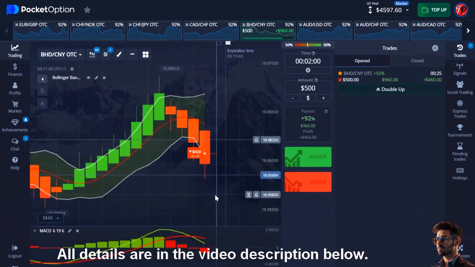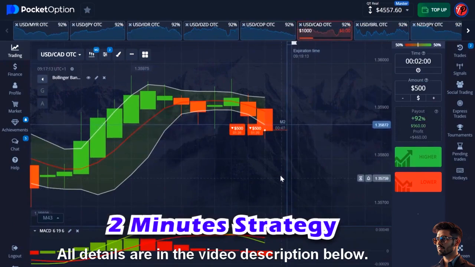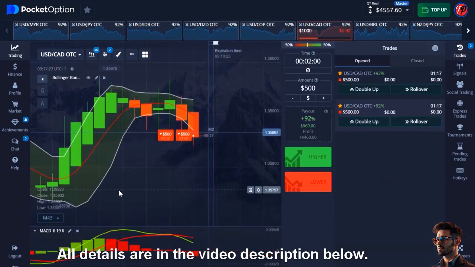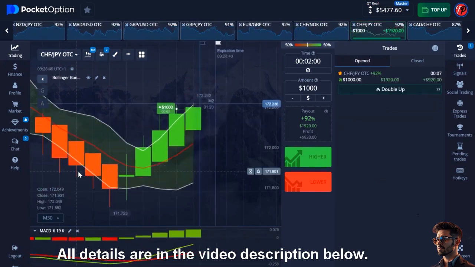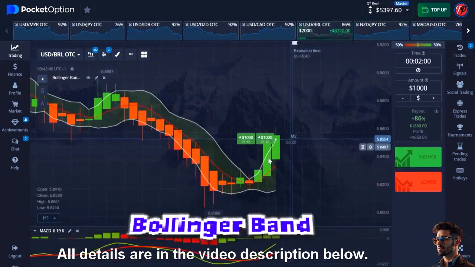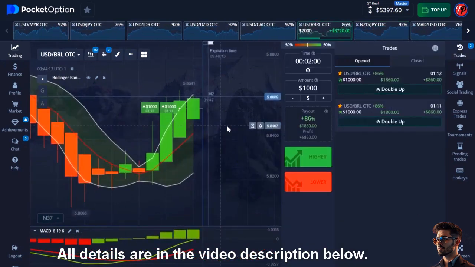Here I'll be trading again with Pocketoption, and over here I'm using a 2-minute strategy with these particular indicators. I'm making use of 2 indicators. The first indicator I use is called Bollinger Band, and the second indicator is called MACD. These are the settings of my Bollinger Band.